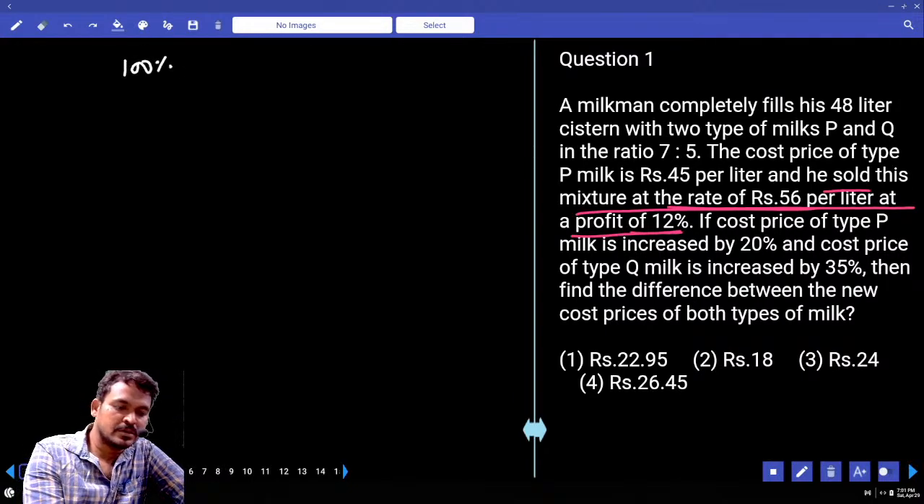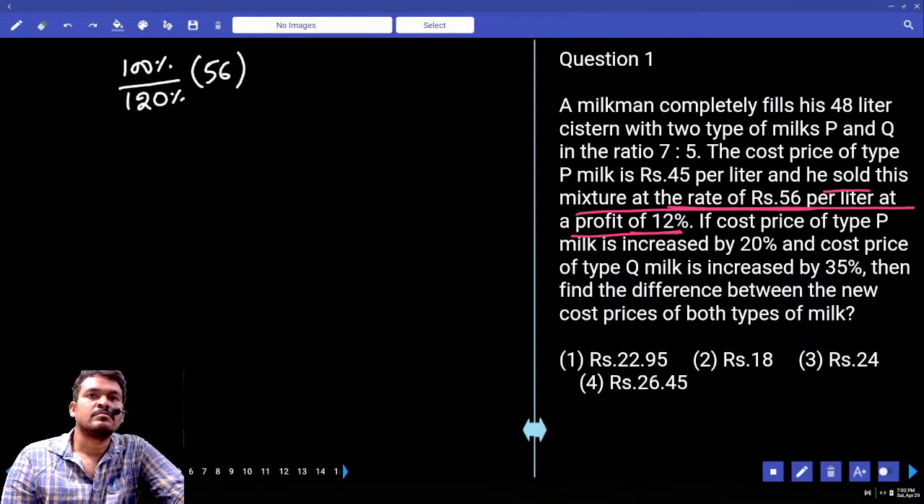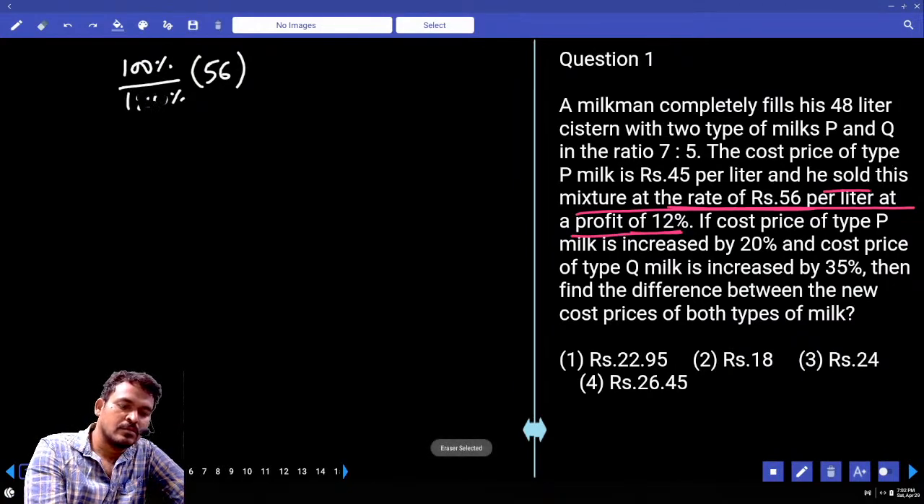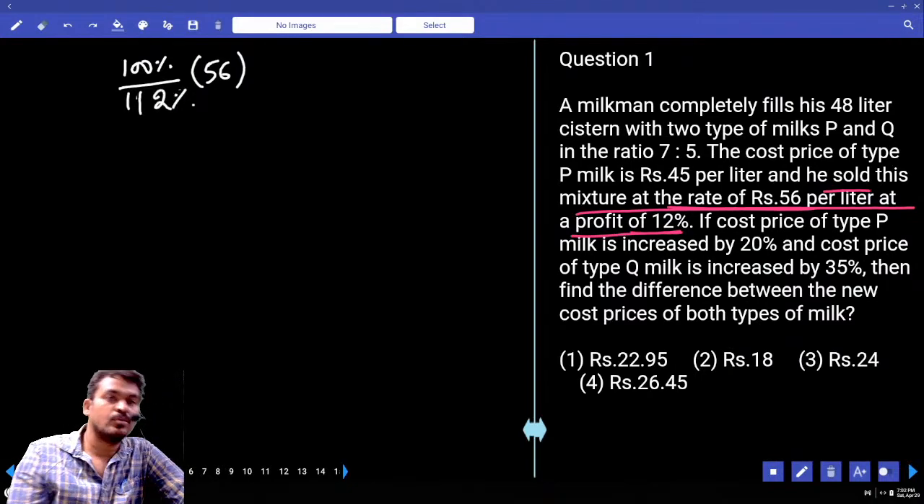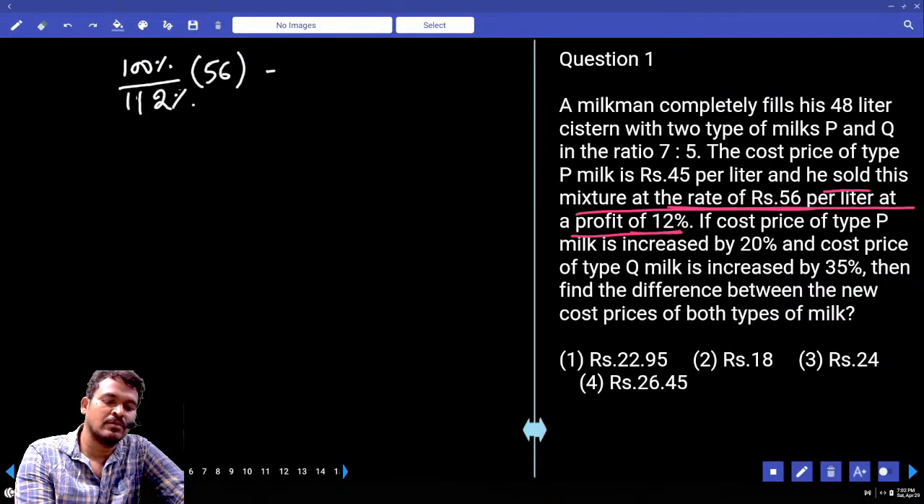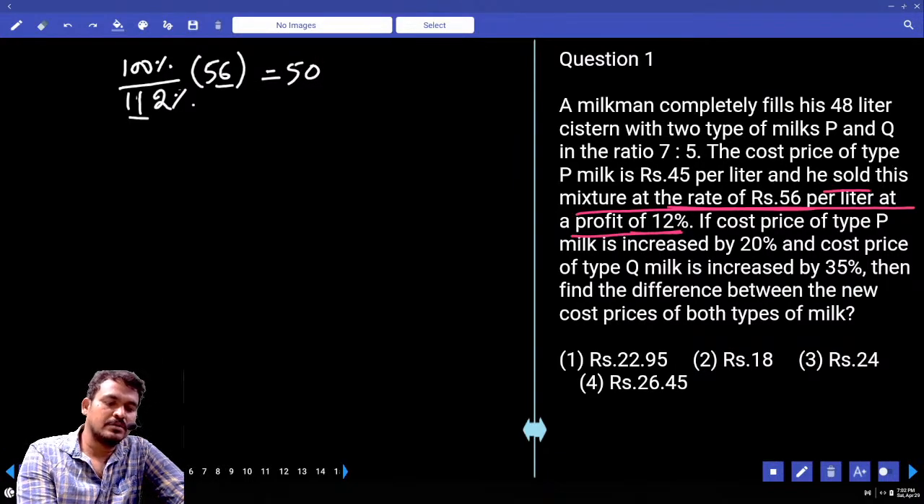100%. 20% profit means selling price 120%. In place of 120%, how many rupees are given? 56. Okay, sorry, 12% or 20%? 12%. 12% profit means selling price is how much? 112%. And 112% value is 56. Then 100% value is 50 rupees. It is almost half or double? Half. 56 how many times? 2 times. 100 by 2 means 50.